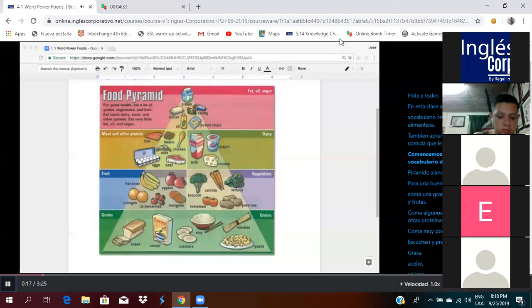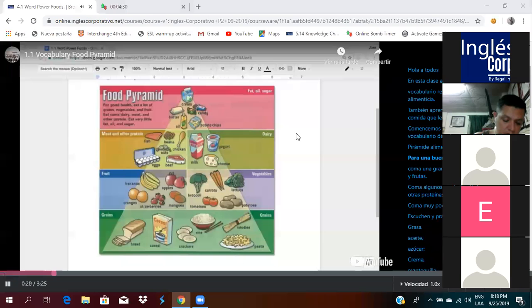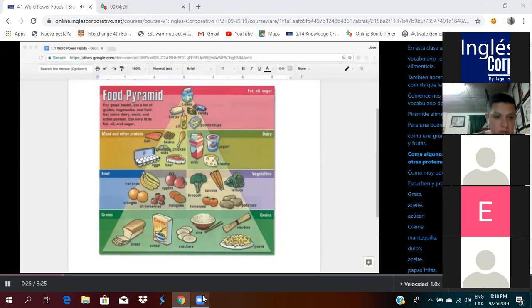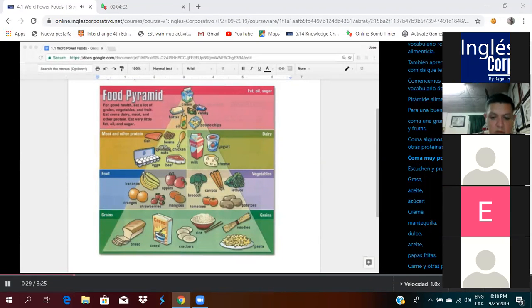Food pyramid. For good health, eat a lot of grains, vegetables, and fruit. Eat some dairy, meat, and other protein. Eat very little fat, oil, and sugar.